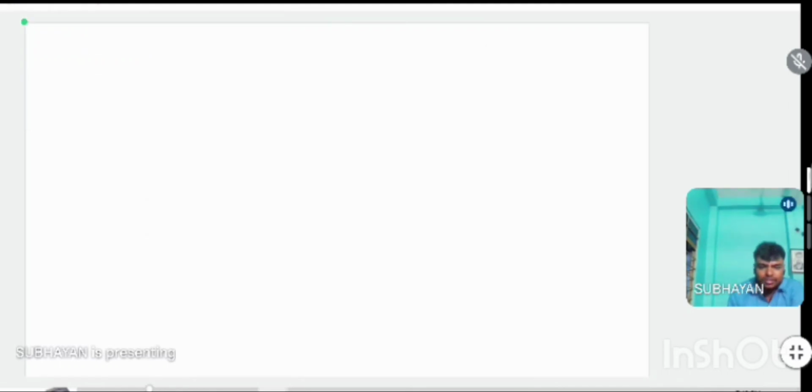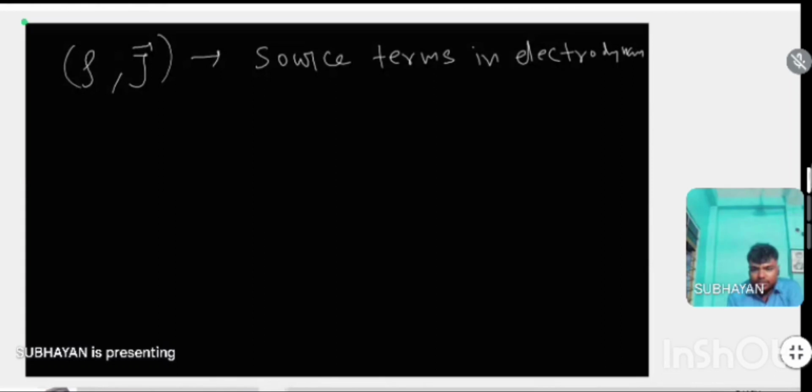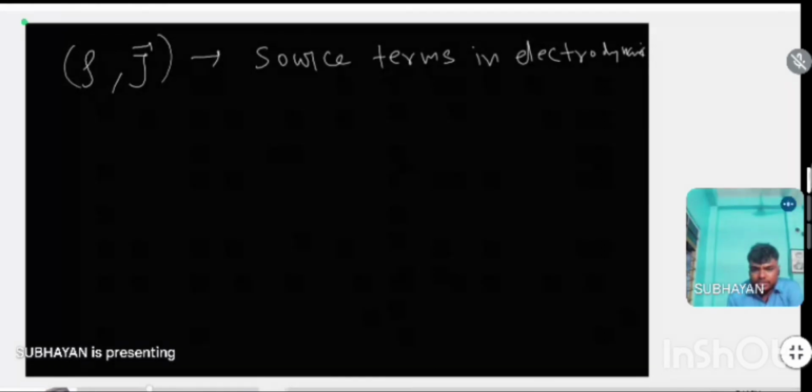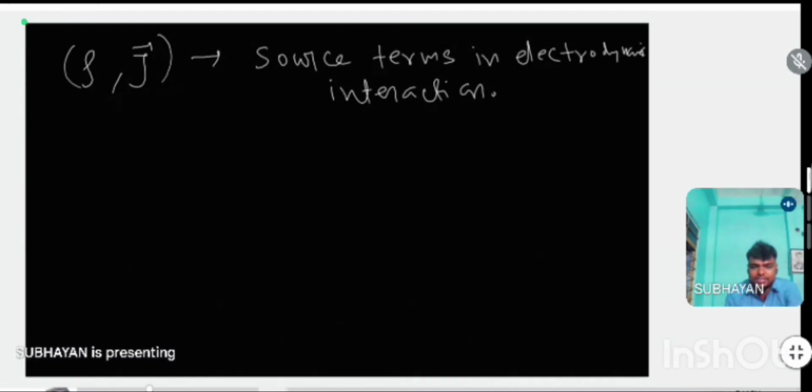So rho and J, the source terms in electrodynamic interactions. So in arbitrary case, you can express these equations in a very arbitrary way.